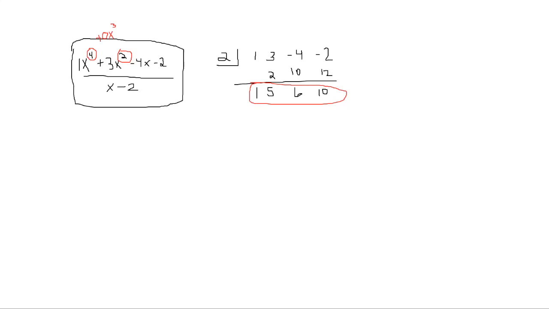In other words, we have 1x to the power of 4. We have 0 x's to the power of 3. Then we have 3 x's to the power of 2. Then we have negative 4 x's to the power of 1. And then we have negative 2 x to the power of 0. That's what should be in the box. It should be 1, 0, 3, negative 4, negative 2.